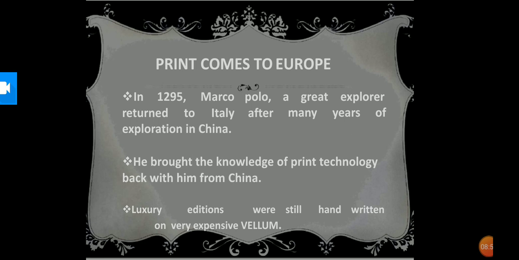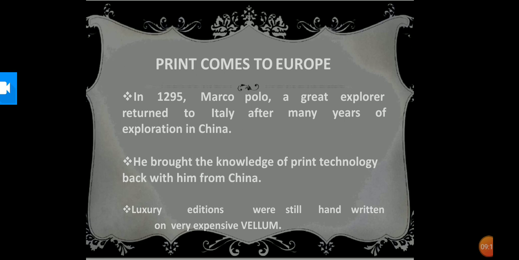So vellum is a parchment made from the skin of animals. So they dry the skin of the animal, then they write whatever they want on it. That was called vellum, V-E-L-L-U-M. Clear? And what does it show? So merchants and students in university towns bought the cheaper printed copies. So once Marco Polo brought this knowledge back with him, now what happened?